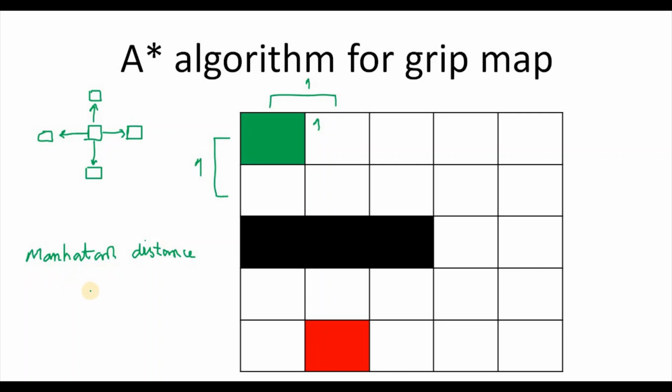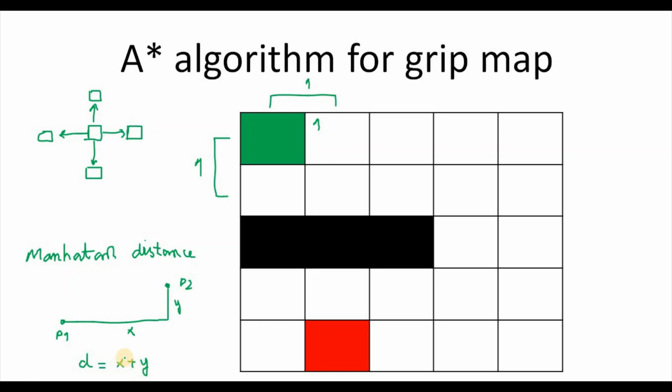Okay, Manhattan distance was, if you want to calculate, let's say this is P1, and this is P2. If you want to calculate the distance between these two points using Manhattan distance, it will be this distance, your x component plus y component. So your Manhattan distance d will be x plus y.